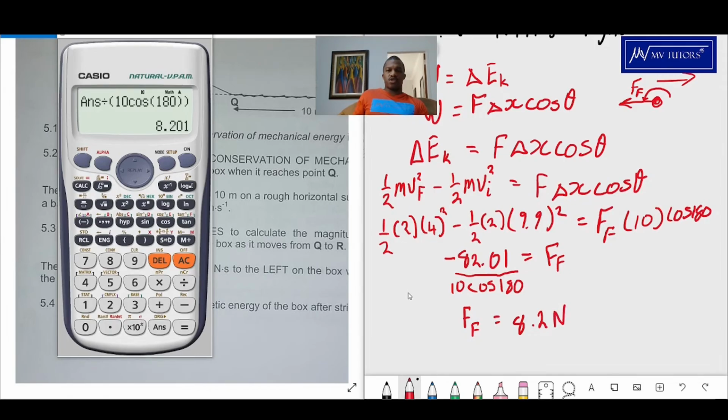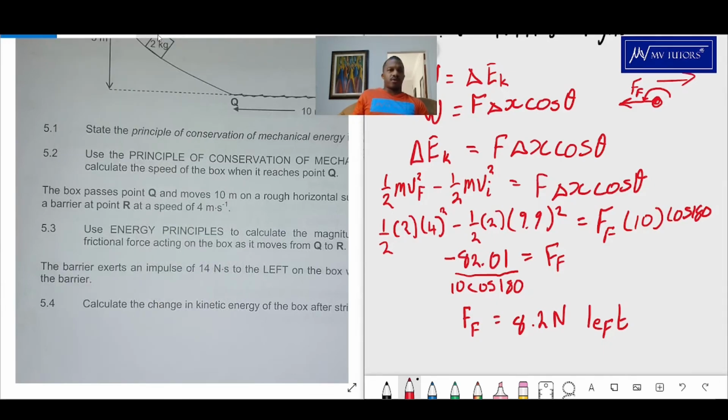newtons. And which direction is it going on? The reason it's negative, because it's gonna be negative, but we'll write it positive, and then we'll just say left. Okay, that's it. Right, let's go now to the next question.